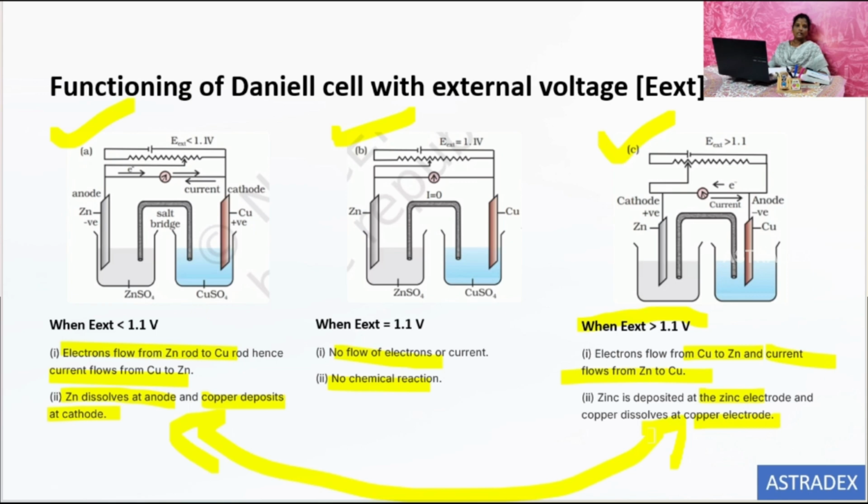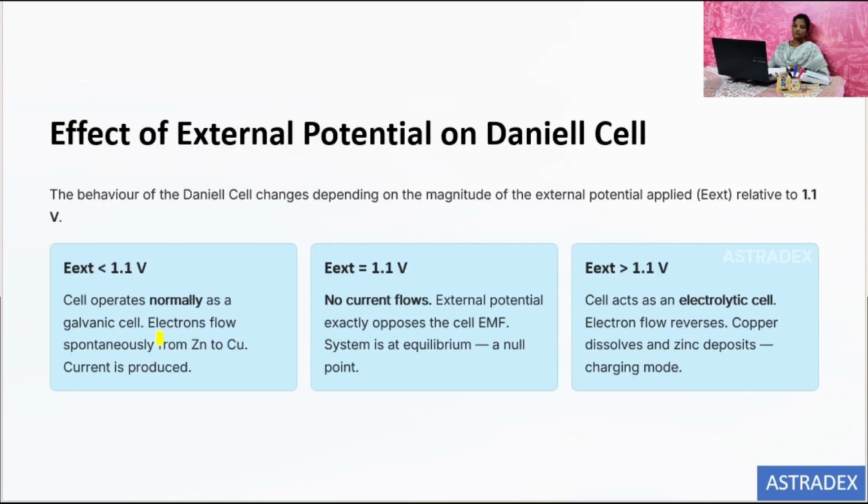And what is this new term, electrolytic cell? What did we say for an electrochemical cell? It is a conversion of chemical energy into electrical energy. Whereas by passing electrical energy, we can make a chemical reaction undergo. So that's why it is opposite, we said.